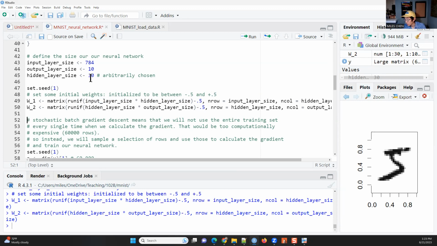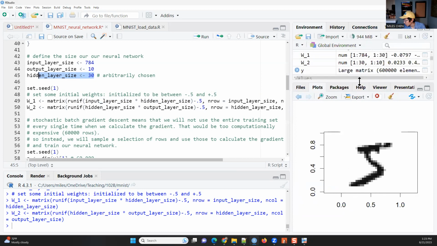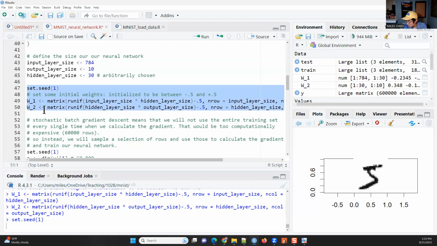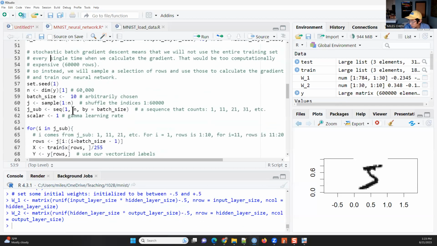I've got 30 values in my hidden layer and 10 in my output layer. So we can see W1 has 784 rows and 30 columns, and W2 has 30 rows and 10 columns. They're just filled with random values here. Actually, let me run this. Okay, and then we're going to do batch gradient descent.